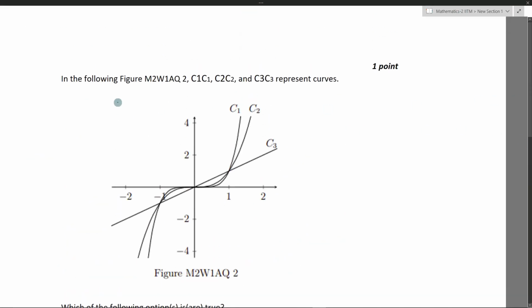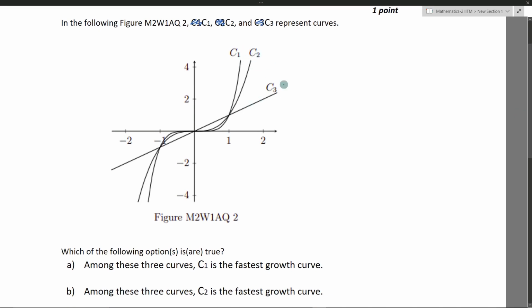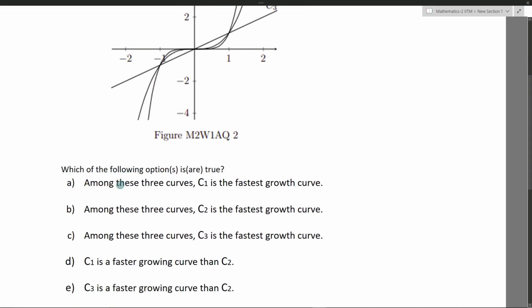Next question. In the following figures, C1, C2 and C3, again we have a typo here. C1, C2 and C3 represent the curves. So they have given us curves of three different functions, and we have to talk about them. Which of the following is true? The first one is, among the three curves, C1 is the fastest growth curve.